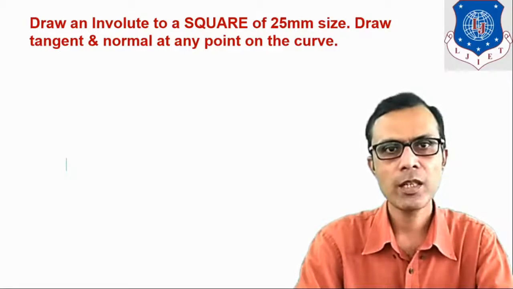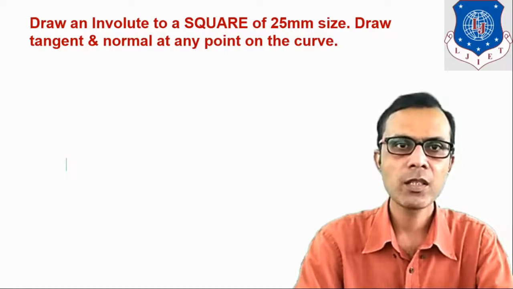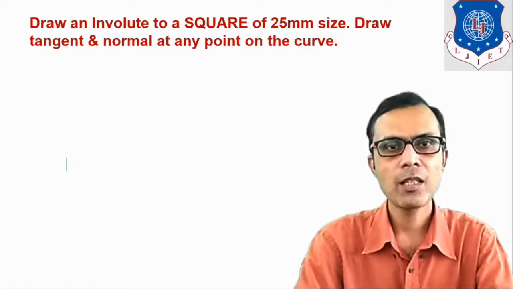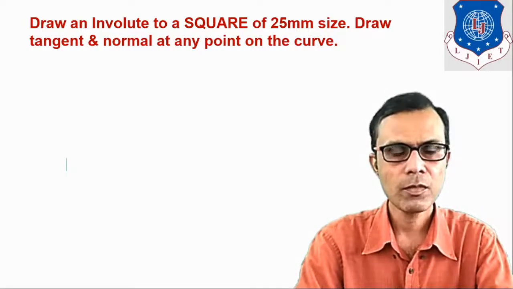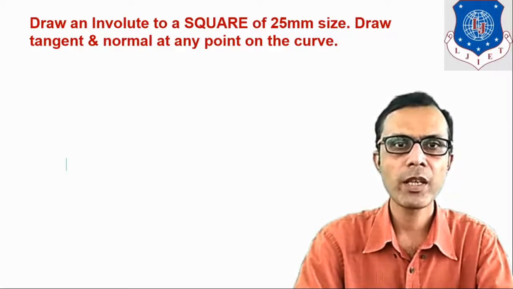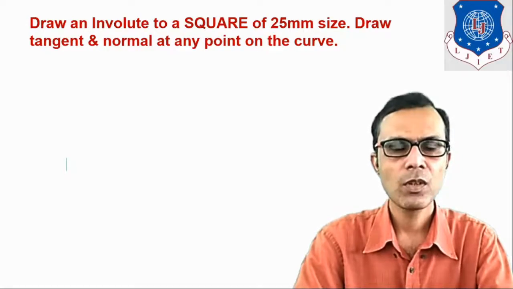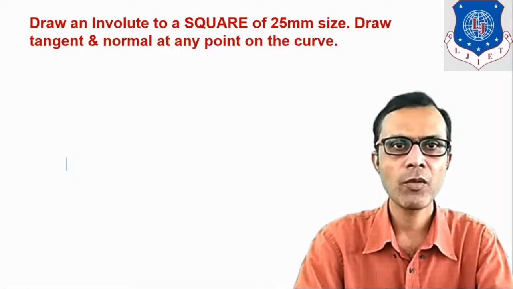So let us start with the polygon. You know polygon means triangle, square, pentagon, hexagon, all these are polygons. Let's see the given data. Draw an involute to a square of 25 mm size. Draw tangent and normal at any point on the curve.